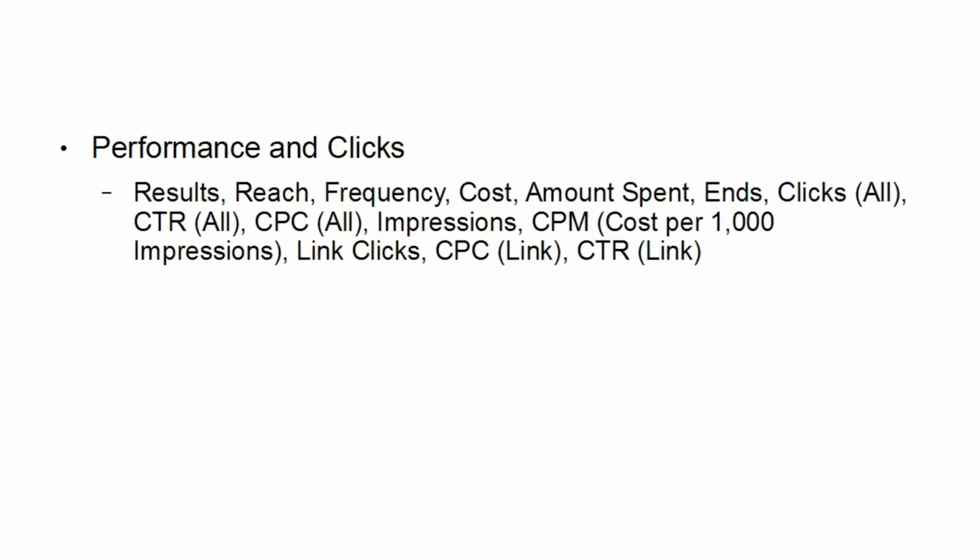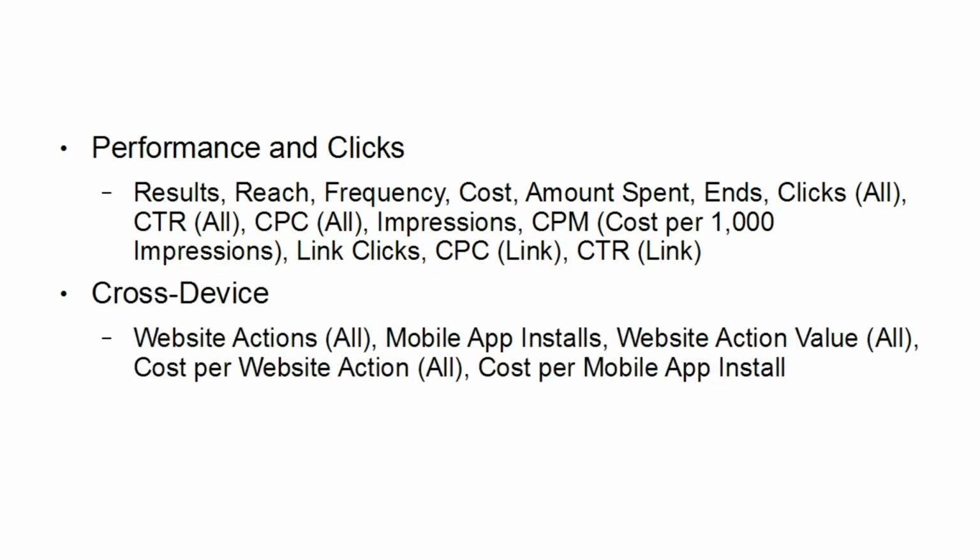Then there's performance and clicks. You can track the results, reach, frequency, cost, amount spent, all the clicks, click-through ratio, cost per click, impressions, CPM, link clicks, CPC per link, CTR per link. Then cross-device, you've got website actions, all of them, mobile app installs, website action value, cost per website action, cost per mobile app install.